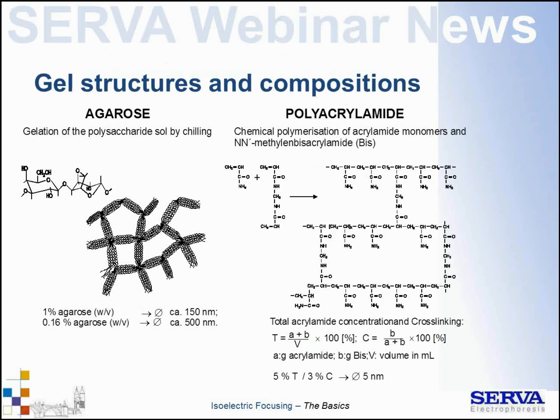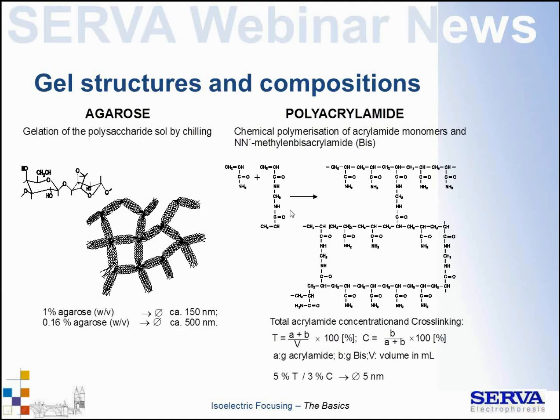I said mostly people are using polyacrylamide, but you can also use agarose. People were also using agarose for isoelectric focusing, because agarose has a few benefits. It's a completely non-toxic medium, because it's a natural medium, and it produces very large pore sizes. A 1% agarose gel has a 115 nanometer pore size diameter, which is very beneficial for isoelectric focusing because you have no sieving effect at all. But I will soon tell you why people mostly prefer polyacrylamide gels.